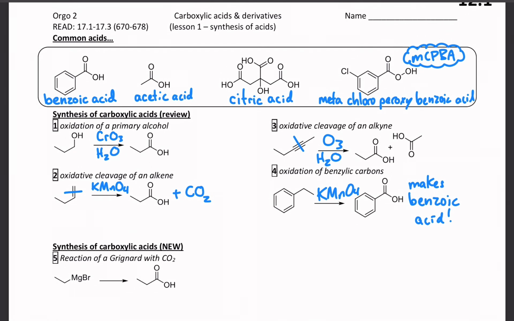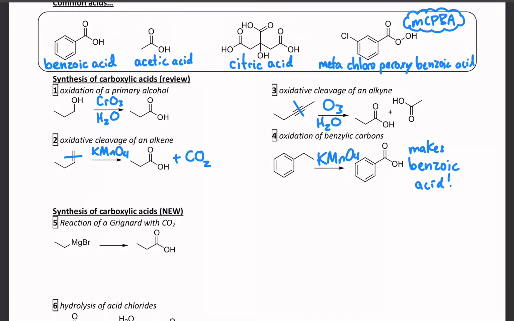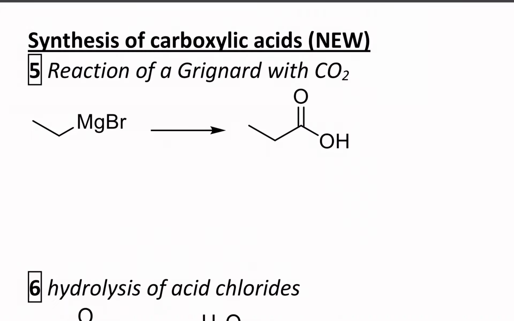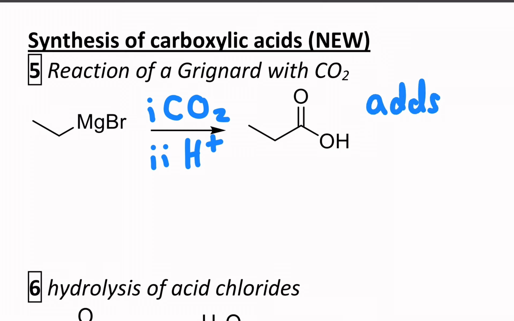Okay, so now let's look at some new ways that we can make carboxylic acids from other functional groups. The first one I think is the easiest one to understand in terms of the mechanism. It involves a Grignard, which you know how to make from bromides. It's the treatment of a Grignard with carbon dioxide, CO2, followed by an acidic workup, H+. Notice that it adds a carbon. So we start with a 2-carbon Grignard in this example, and we make a 3-carbon carboxylic acid.